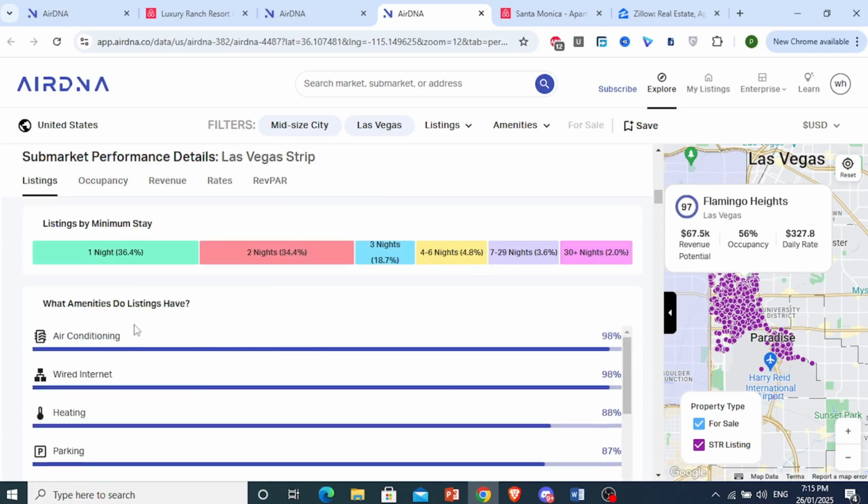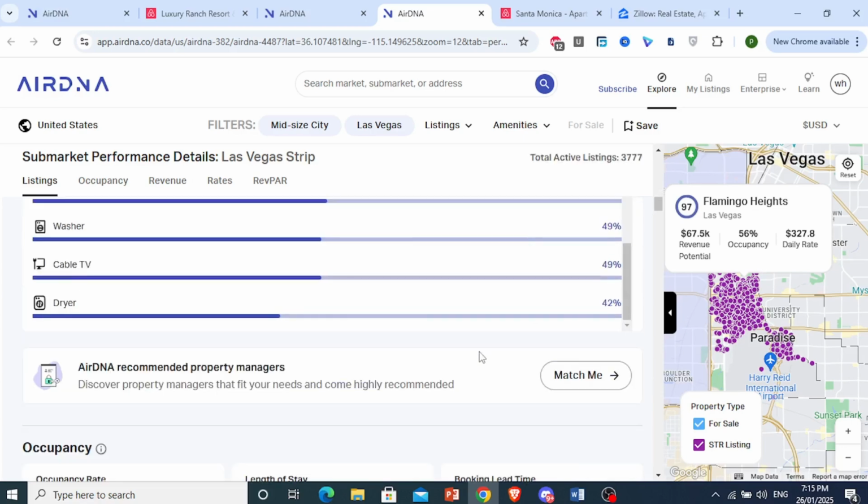This shows the amenities that properties in this area, this market, tend to offer. So you can go ahead and look into this and make sure your property has such amenities to stand a better chance to get rented out.